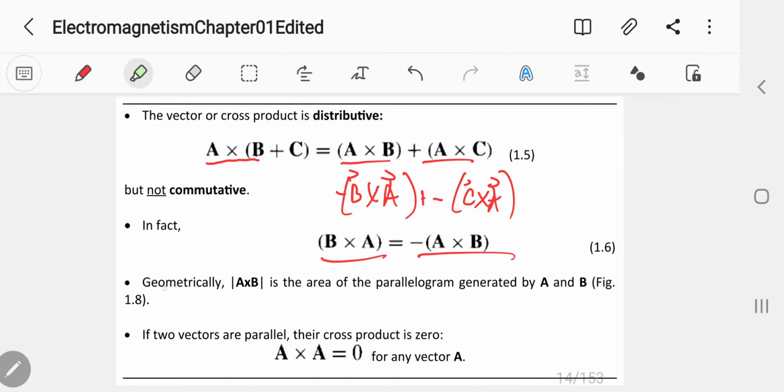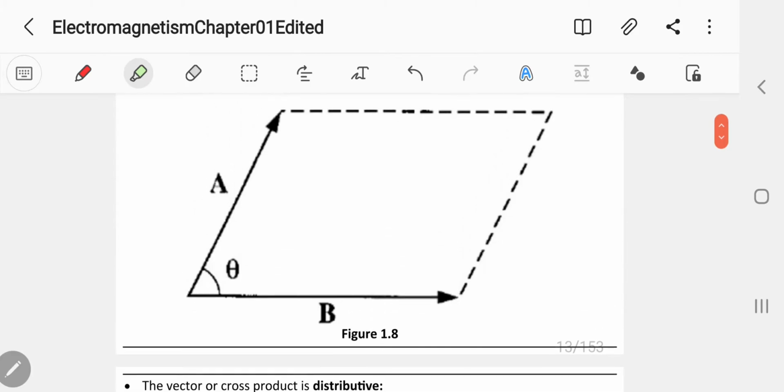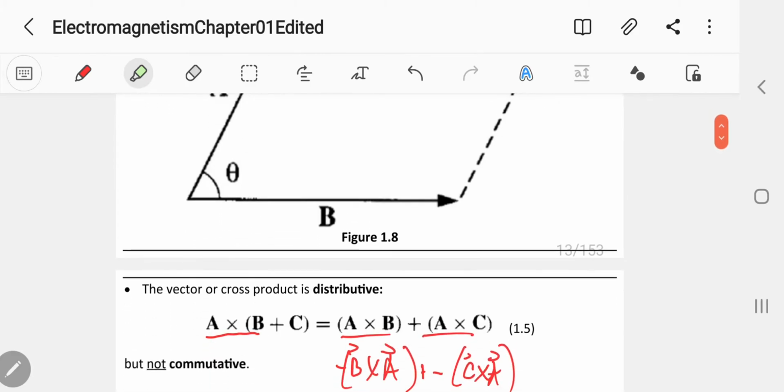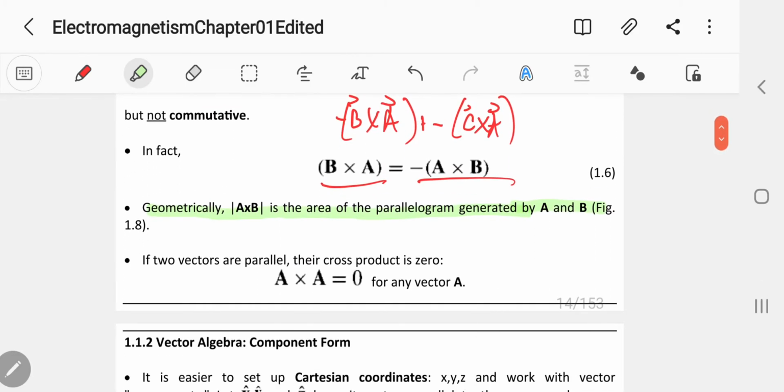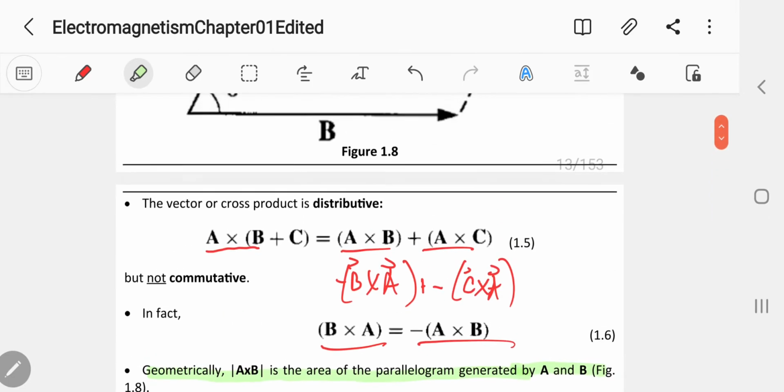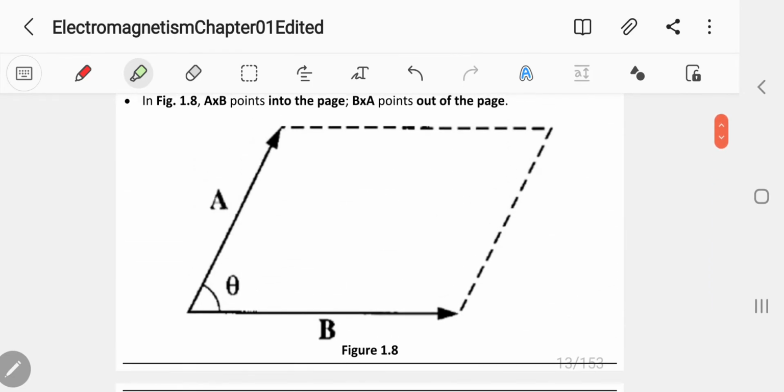Geometrically, earlier, A cross B is the area of the parallelogram generated by A and B in figure 1.8 here. That's the area of the... no, I'm sorry, it's not a trapezoid. It's a parallelogram. I'm sorry for that mistake.